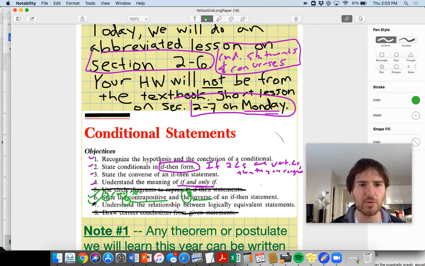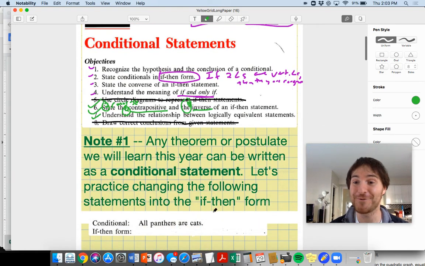And finally, we need to understand the relationship between logically equivalent statements. We'll do that on Monday. Don't worry about that today.